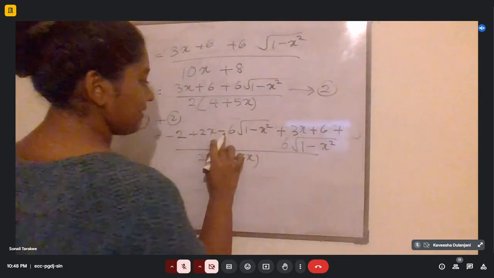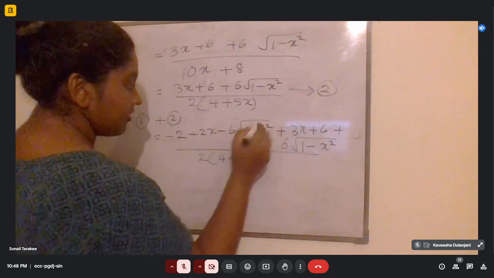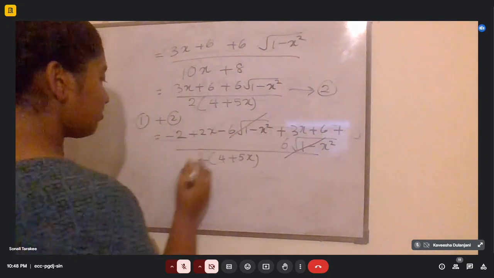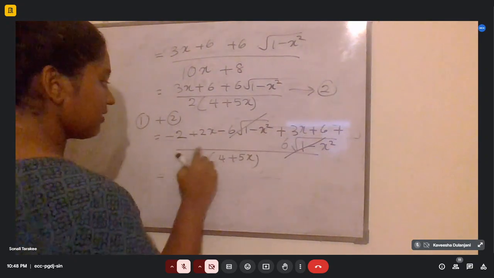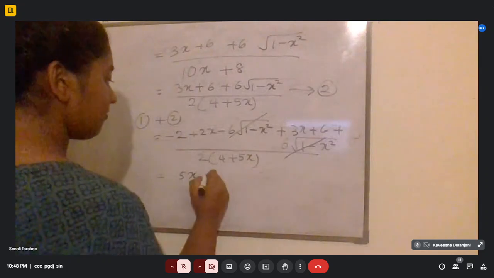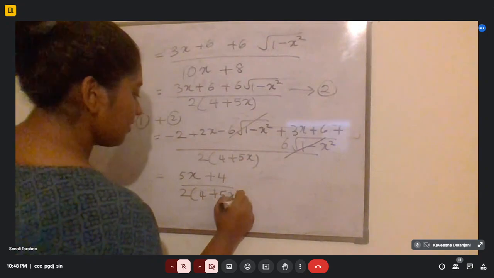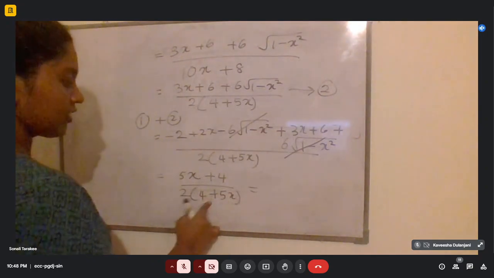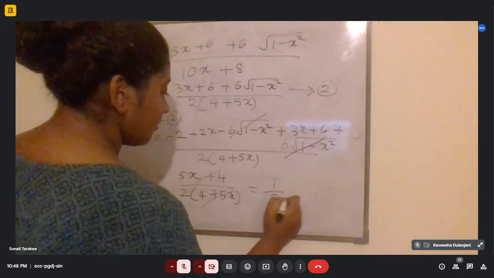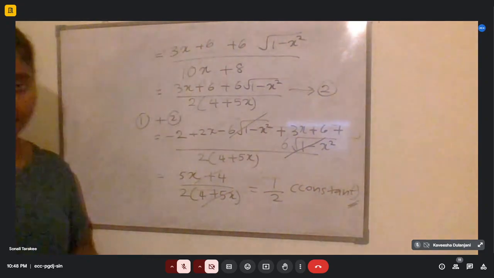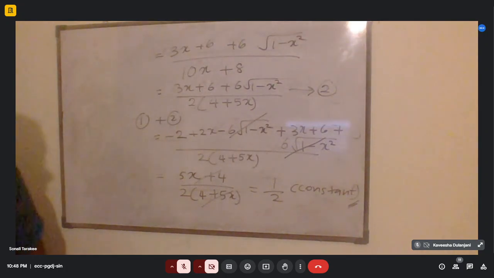Now here plus 6 and minus 6 gets cancelled. Okay, and 3x plus 2x you have 5x, minus 2 plus 6 you have plus 4, over 2 times (4 plus 5x). Here 5x plus 4, 5x plus 4 gets cancelled. You get half, which is a constant. So the answer: f(x) plus g(x) is a constant.